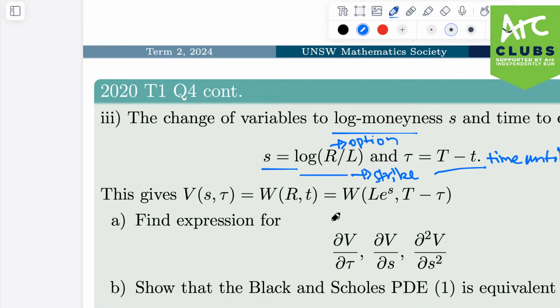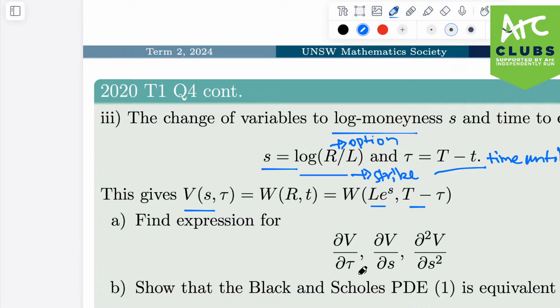Which gives that W of R, T is equal to V of S, tau, which is equal to, so R is L times exponential S, and T is capital T minus tau, right? Because tau is equal to capital T minus lowercase t, so obviously t is equal to capital T minus tau. Anyway, it doesn't really matter.